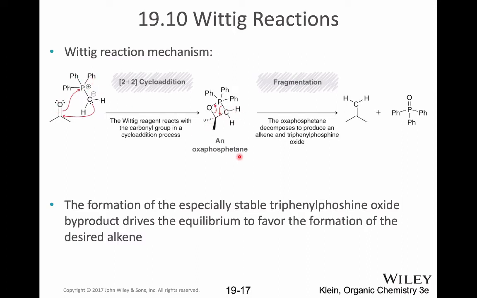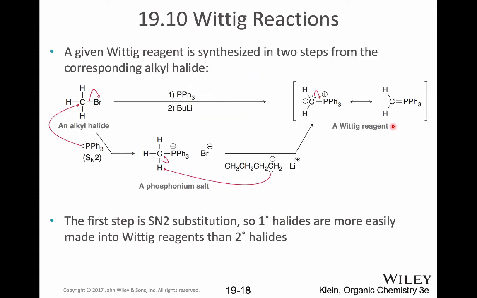Now this makes an oxaphosphetane. It's a four-membered ring. We know four-membered rings aren't super stable, so then a fragmentation happens. This bond is going to break, and then this bond is going to break to make your C=C double bond. You notice that you make your new carbon-carbon double bond, and you make something known as triphenylphosphine oxide, which is a super stable byproduct, and this really helps drive the reaction forward. In fact, this triphenylphosphine oxide is such a pain to get rid of, but it helps the reaction go all the way to the desired product.